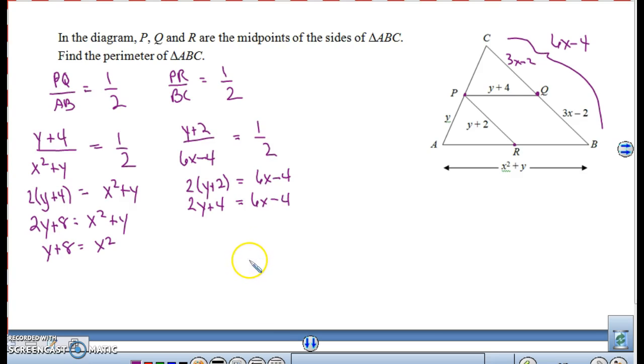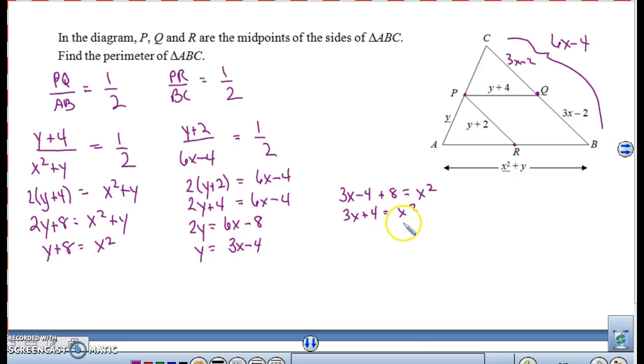Okay, so we have to solve one of these equations for either x or y. I'm going to solve this one for y because the numbers are smaller. So I'm going to subtract the 4, so that gives me 2y equals 6x minus 8. And I divide by 2, I get y is equal to 3x minus 4. So I'm going to use substitution. I'm going to take 3x minus 4 and plug it in over here. 3x minus 4 plus 8 is equal to x squared. So that gives me 3x plus 4 equals x squared.